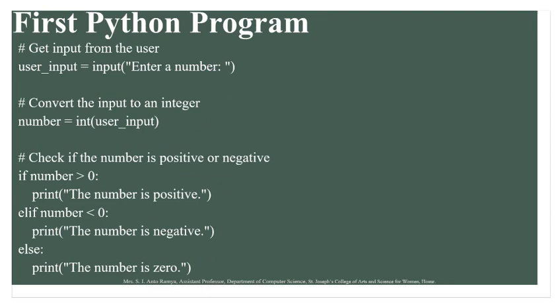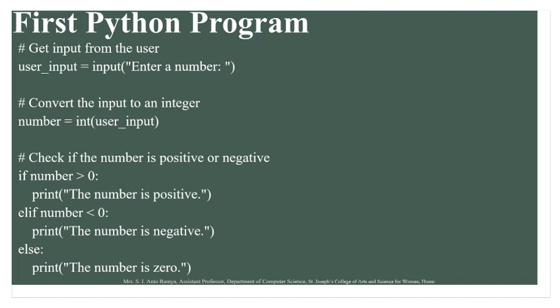So here is a first Python program. The first line is a comment line, which is not going to get executed: get input from the user. So user_input is equal to input, "enter a number". Here user_input is a variable name, and input is a function that helps us accept input. In older versions of Python, instead of input we were using raw_input. After Python 3, raw_input was changed into input. We give a user-friendly message, "enter a number".